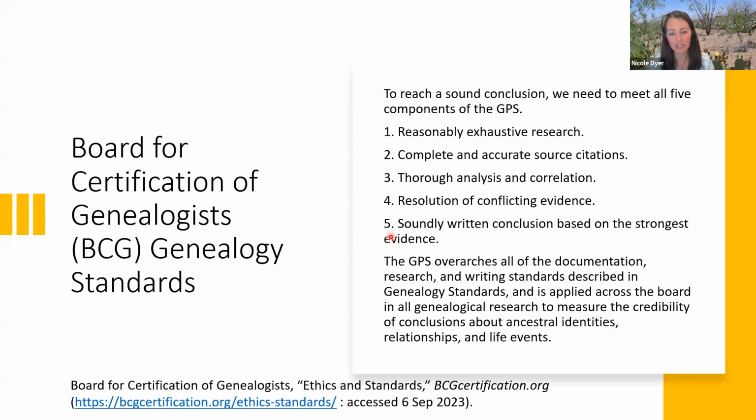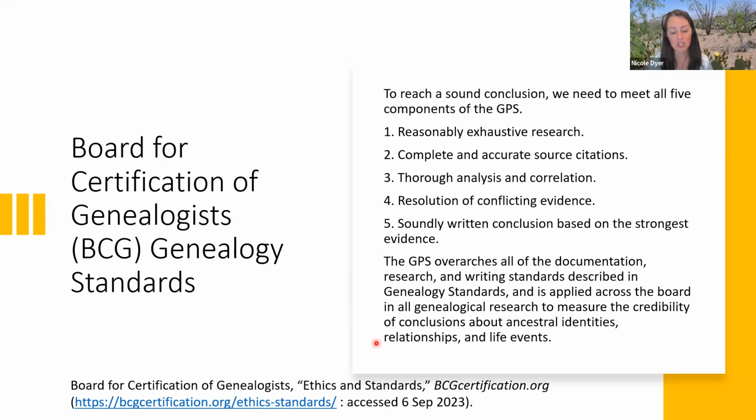Lastly, you need to spell all of this out in a written conclusion based on the strongest evidence. So if you haven't written a conclusion that has complete source citations, that shows reasonably exhaustive research, analysis, and resolution of conflicting evidence, then you probably haven't proven your conclusion yet. The GPS overarches all of the documentation, research, and writing standards described in Genealogy Standards and is applied across the board in all genealogical research to measure the credibility of conclusions about ancestral identities, relationships, and life events. So to prove an ancestor, you're trying to measure the credibility of your conclusions, right?